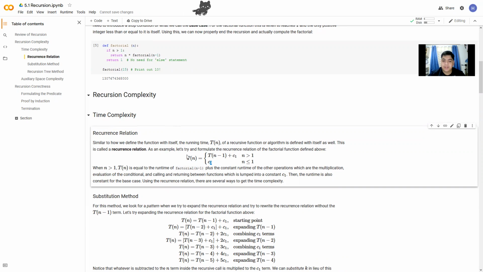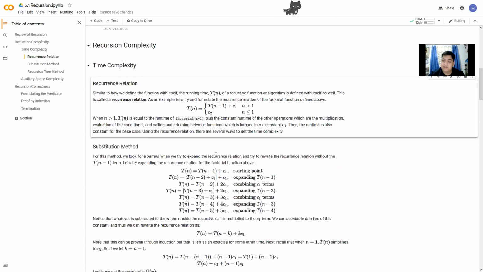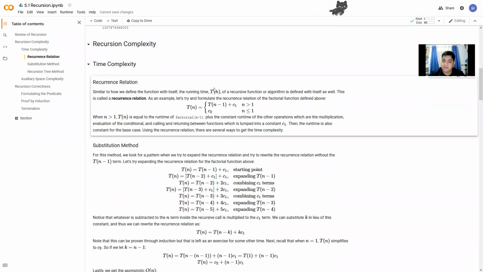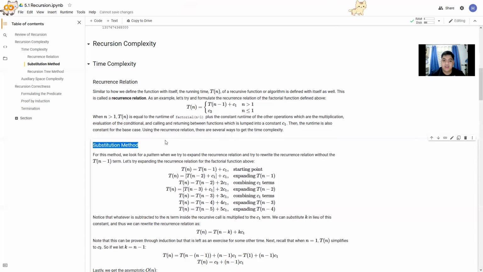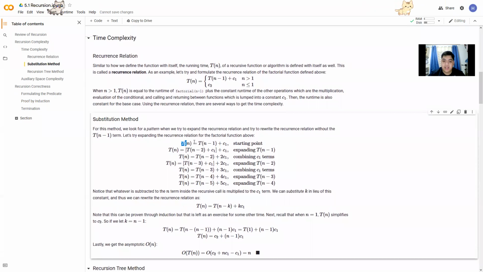So moving on, starting from this recurrence relation, we should somehow simplify this to no longer include itself in the definition in order to properly measure the time complexity of our function. So there are several ways to get that. One particular way is the substitution method, wherein we try and expand our recurrence relation up to a point where we can see a sort of pattern.